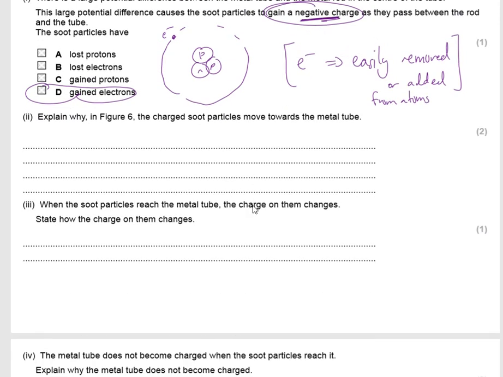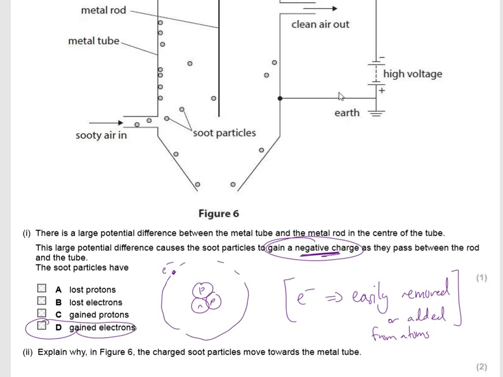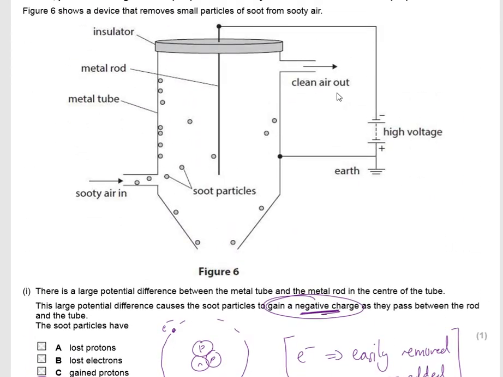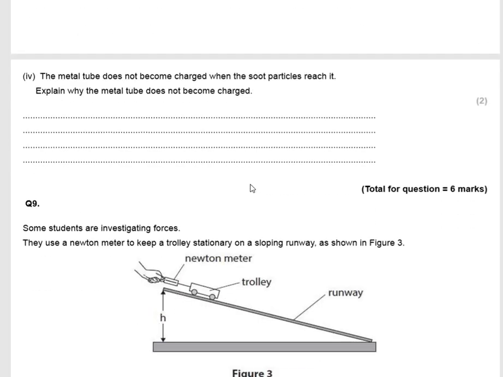Now, why does it move? Why does the soot move towards the plates? What we know is that the soot particles are negatively charged. So these are negative. Now, if they're negative, why do they go to the wall? It means that the wall needs to be positive. If something negative is going somewhere, it means that place needs to be positive in this particular case. So this is what we're going to do.